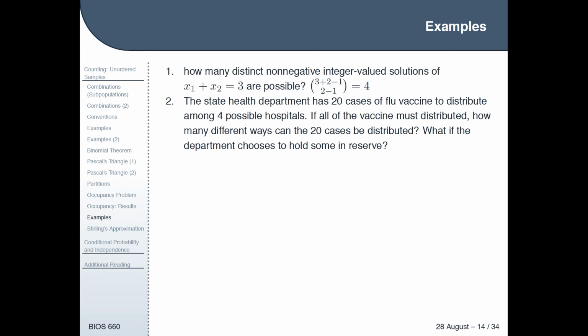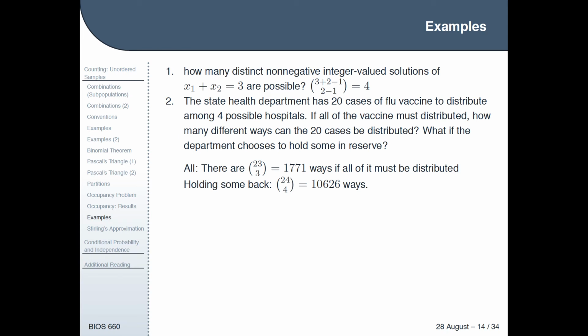Yeah, so we're using the non-negative formula here, and in this case, or actually, no, we are not using the non-negative formula here, sorry. The idea was, in the first case, we're assuming that at least some is distributed to all 4 hospitals. There would be 23 choose 3 possible ways to do that.